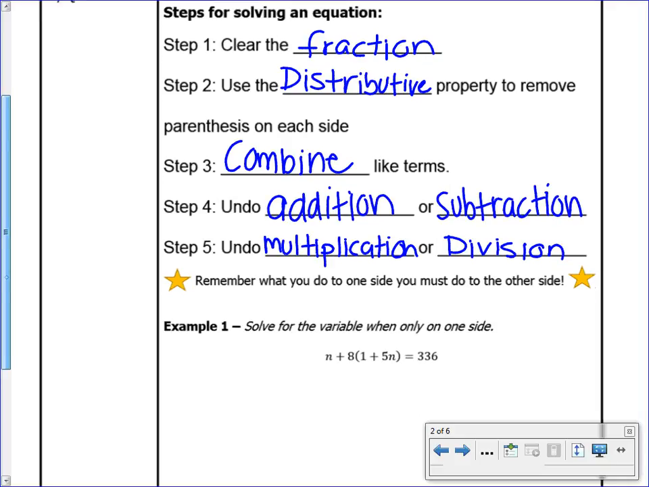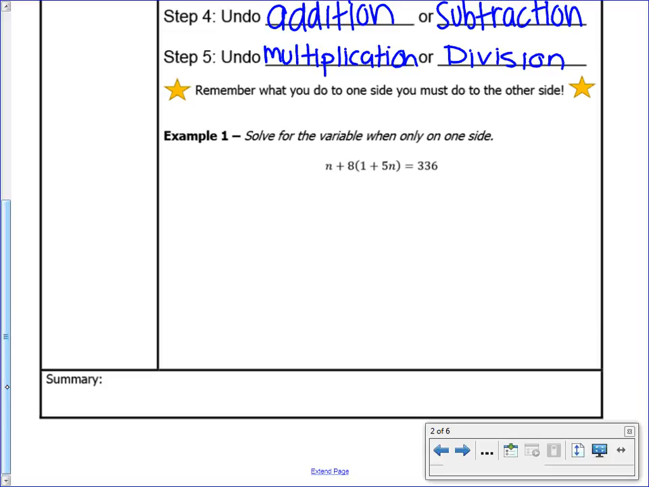So if you look at example 1, if we follow these steps, the first thing to do is to clear the fraction. Well, as you can see, we don't have a fraction, so we get to skip step 1. Step 2 then is to use the distributive property. So we're going to take this 8. 8 is right next to the parentheses, so we're going to distribute that 8 to the 1 and the 5n. So when we do that, we get n plus 8 times 1 is 8. 8 times 5n will give me positive 40n equals 336.